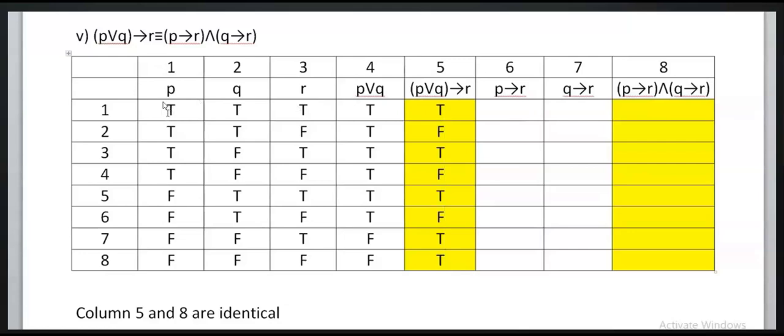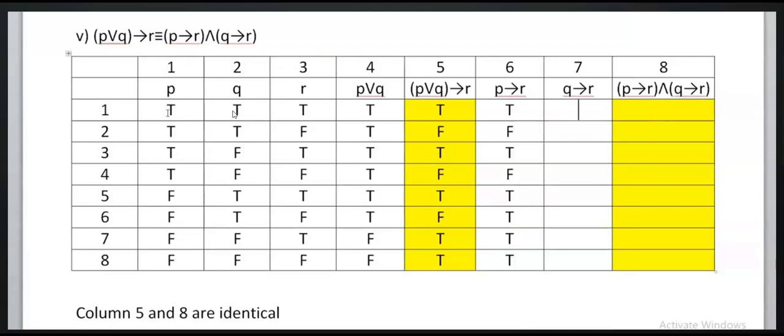Now P implies R. T implies T is true. T implies F is F. T implies T is true. T implies F is F. T implies F is F. Next is F implies T. Therefore it is true. F implies F. It is true. F implies T. It is true. F implies F. It is true.